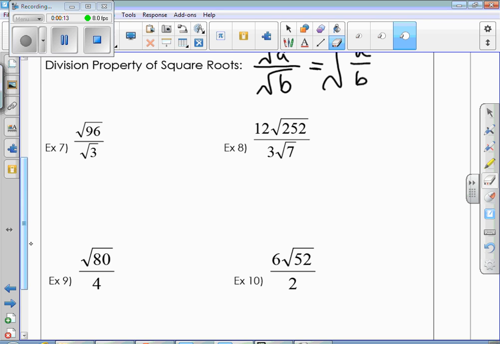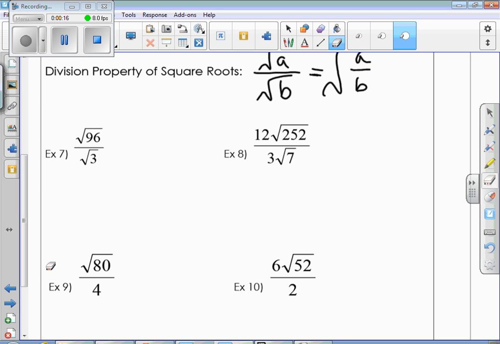Today, we are looking at multiplying and dividing square root radicals. I'd like to pick up with classwork examples 8, 9, and 10.